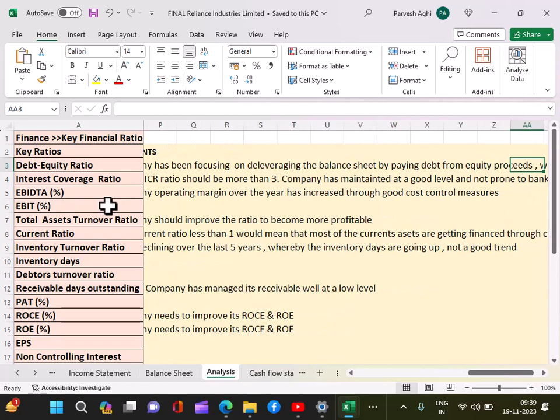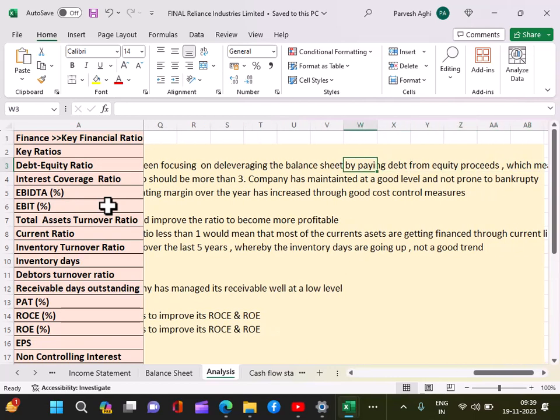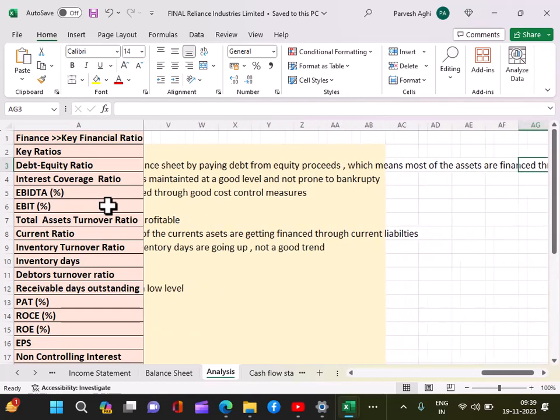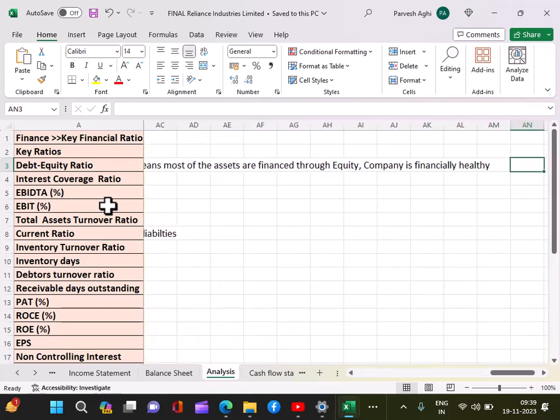What the company has been doing is starting the business and putting in a huge amount of money by taking loans from banks. As the business grows, they sell some stake, or come up with a rights issue or an FPO, or sell some stake to foreign investors like Aramco and other companies in the past, and they participate in the company. They become shareholders of the company, and whatever money they get, they pay back to the bank. So the debt is converted into equity. This is deleveraging their balance sheet by paying debt from equity proceeds, which means most of the assets are financed through equity and the company is financially healthy. This is how they are managing their risk, not going too overboard on debt.